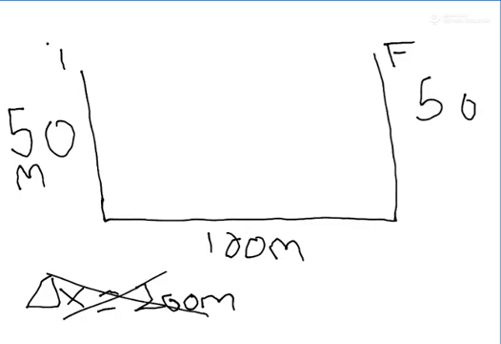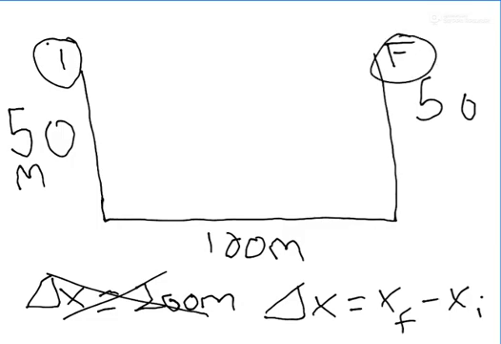But that's actually not correct, because delta x, remember, represents the difference between your final and your starting point. We know we started here and we ended up here. We need to know what the difference in that distance is. Well, it's actually 100 meters that is your difference.